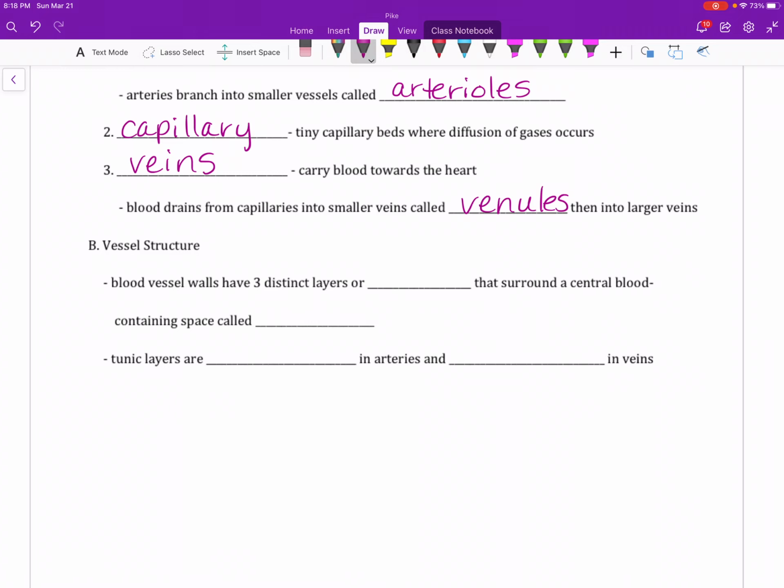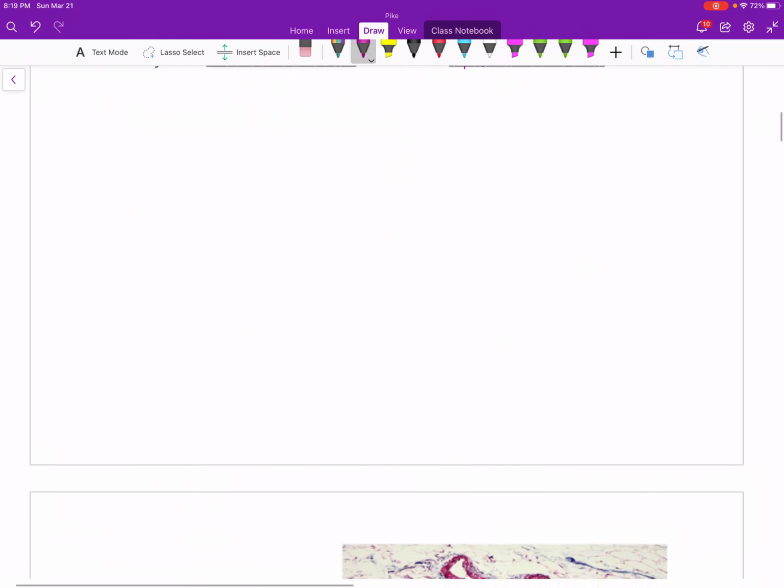Blood vessel walls have three distinct layers called tunics. Each layer starts with the word tunic, and that surrounds a central blood-containing space called the lumen. So all blood vessels have tunics and a lumen. Tunic layers are going to be thicker in arteries because one of these layers, the middle layer, the media, has to do with muscle. And then it's going to be thinner in our veins. Okay? And so let's just jump right in.